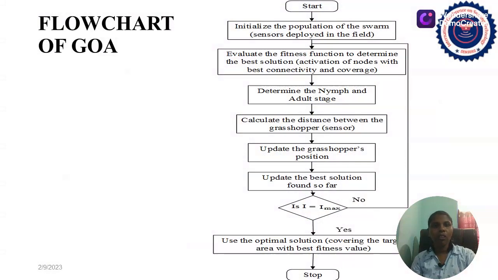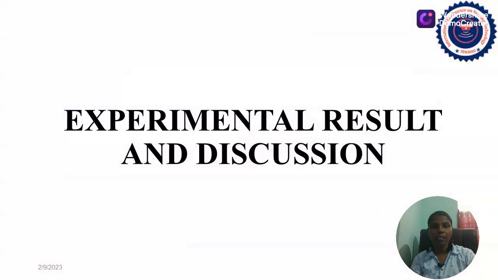This is the flow chart, the same as the pseudo code. What are the functions? First, initializing the population, then fitness evaluation, then determining the nymph and adult states, then calculating the distance between the grasshoppers, then updating the grasshopper position. If the best position is obtained so far, then we get the coverage and connectivity, so we will stop. Otherwise, the process will repeat. Then we move on to the experimental results and discussion.